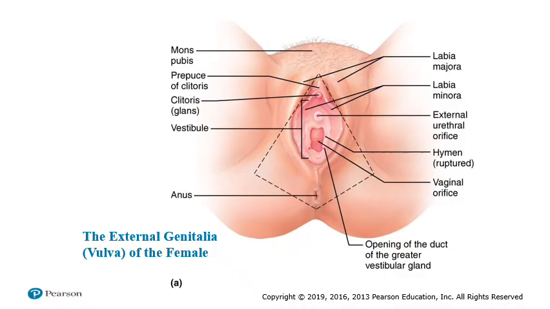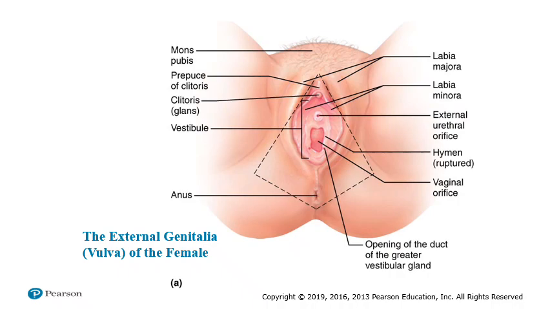Okay, so the female external genitalia is also known as the vulva. The entire thing here is the vulva. On the most anterior part is the fatty area covered with pubic hair, which is called the mons pubis. The labia majora are also hair covered, and they are the fattest skin folds that cover the labia minora.